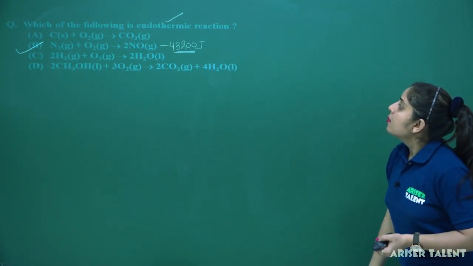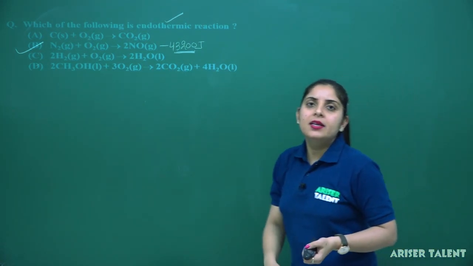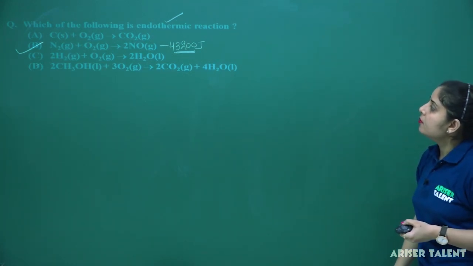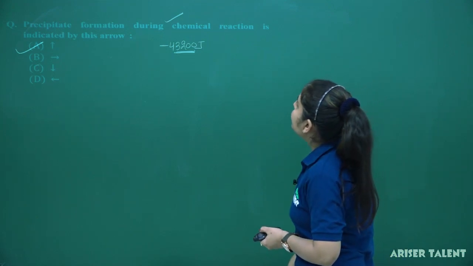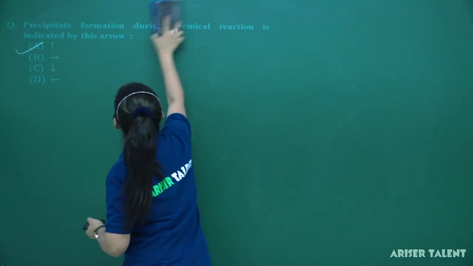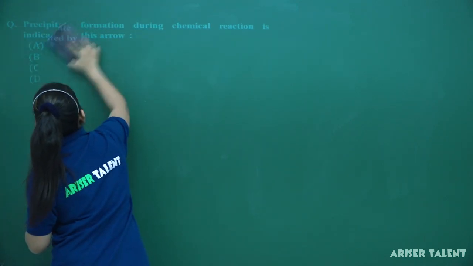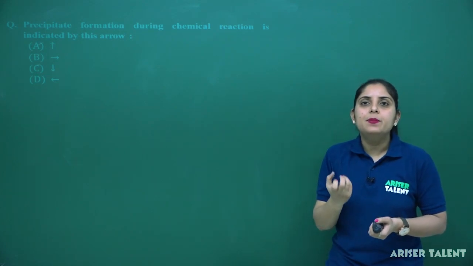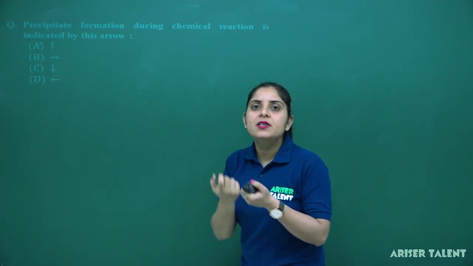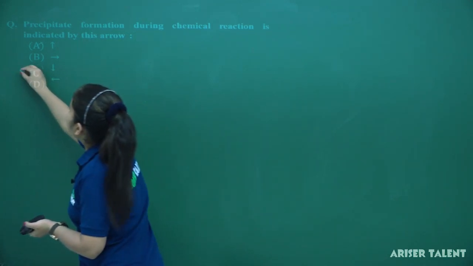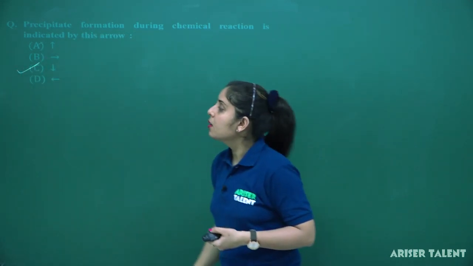Now, I hope this question will be easily understandable by you. Now we are on our next question. Precipitate formation during a chemical reaction is indicated by which arrow? Now, if in any reaction a precipitate is formed, we will always indicate it by the downward arrow. So here option number C is correct.